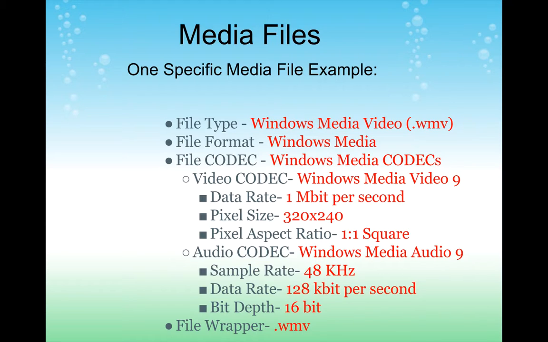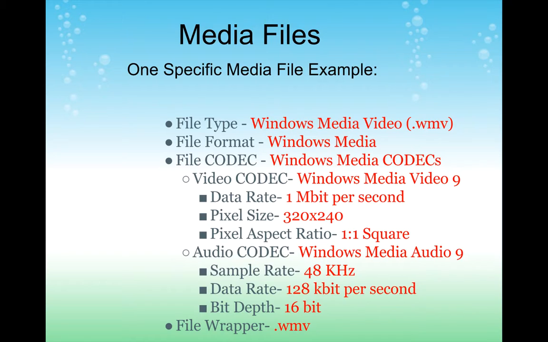The data rate there is 1 megabit per second, so 1 megabit of data for every second of that video. The size of that video is 320 by 240 pixels. The aspect ratio is square, 1:1.